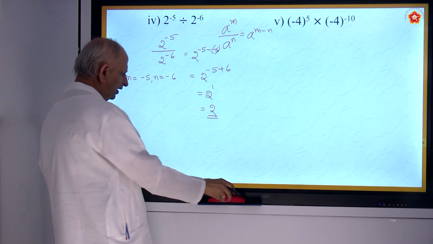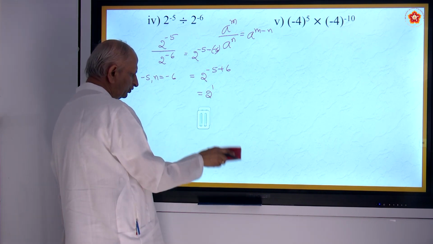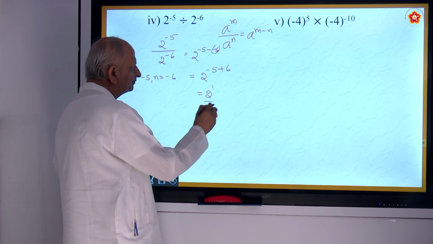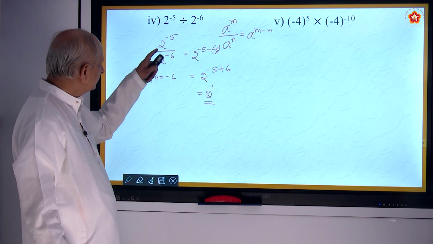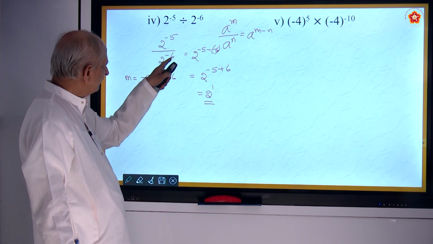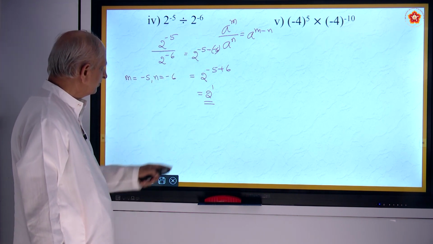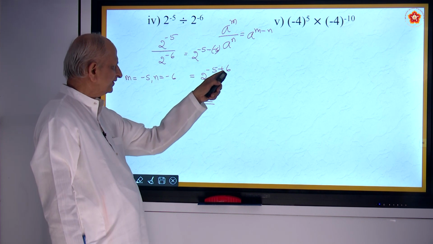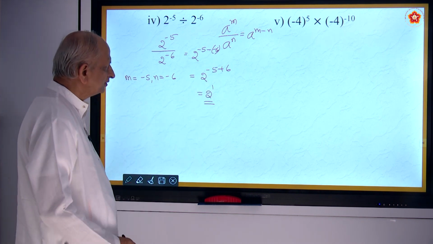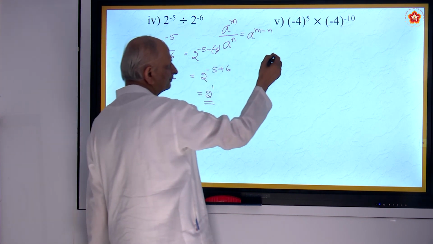Answer is 2. They asked in powers, no. You write as 2 to the power of 1 only. That is the answer. What you have done? a to the power of m by a to the power of n is equal to a to the power of m minus n. So minus of minus becomes plus 6. You get the answer. Coming to this.